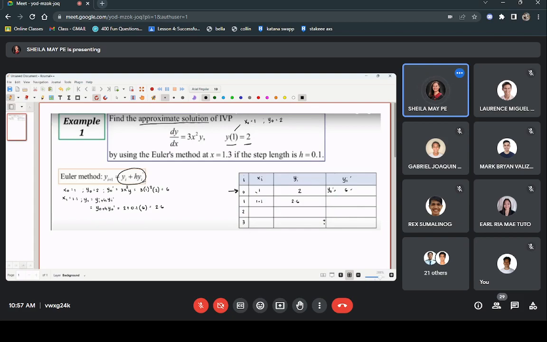So we already have here 2.6. Now in finding our y1 prime, you just need to substitute this one: 3x squared y. What's our value of x? That's 1.1 squared times 2.6. Solving on the calculator, we have 9.438. We already have this too, so we put 9.438 here.